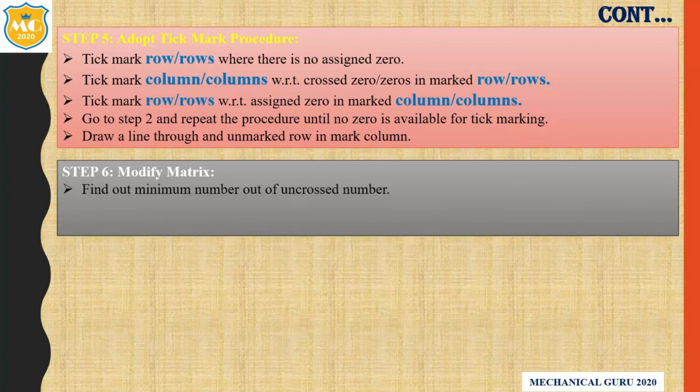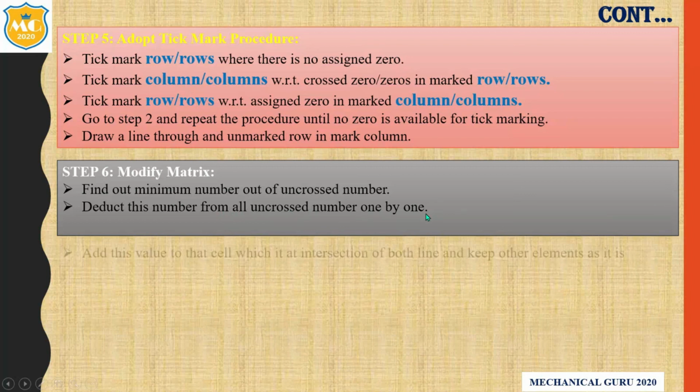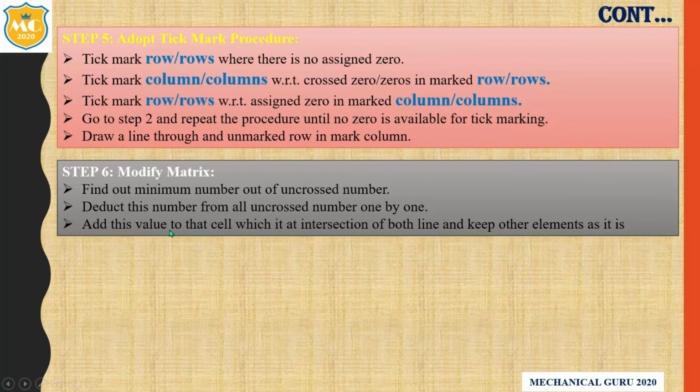So in that what we have to do is simple: find out the minimum number out of the uncrossed numbers. Then deduct this number from all uncrossed numbers one by one and add this value to the cell which is at the intersection of both lines and keep other elements as they are. Okay, so here step number 6 is completed. After that again go to steps number 4, 5 and 6 until we get the optimal solution. Yeah, so these are the Hungarian steps.